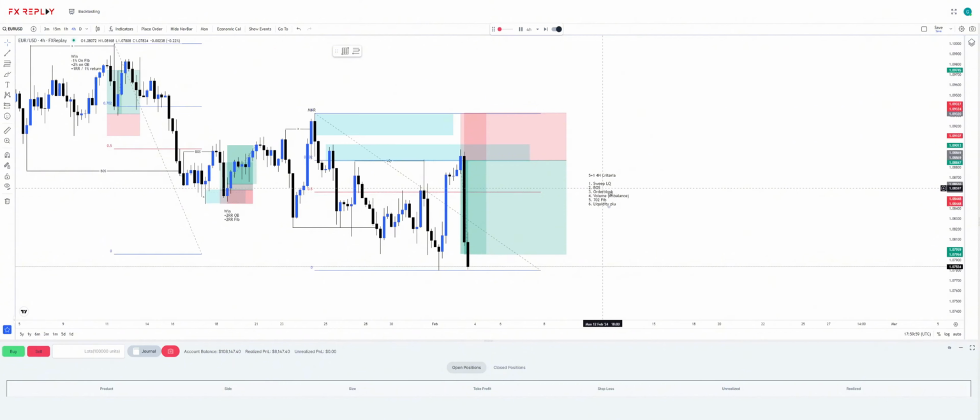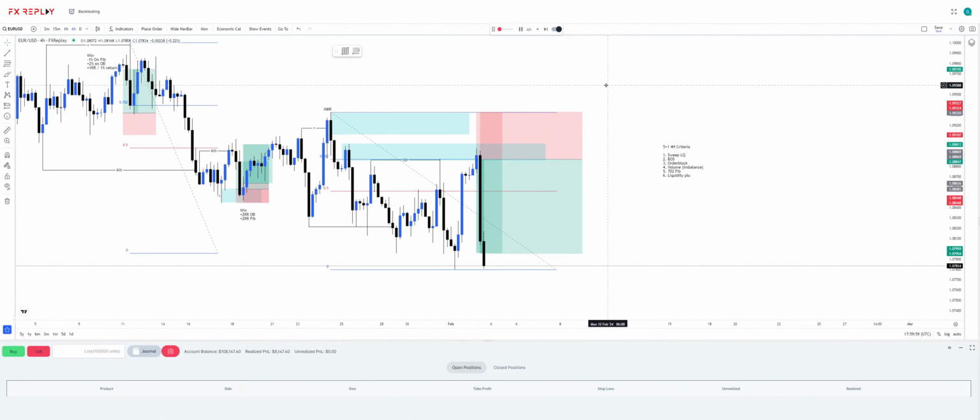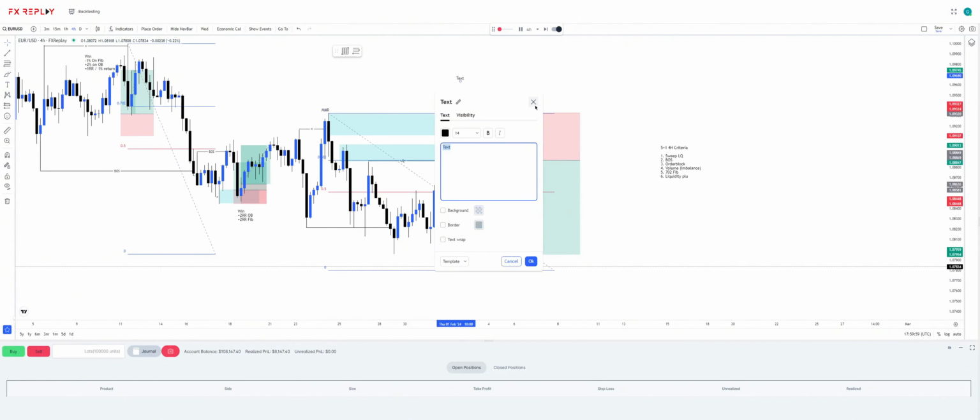So TP hit. Okay, so I'm just going to tag a little text box here, and we can go win plus 2RR on the OB and plus 2RR on the fib position.